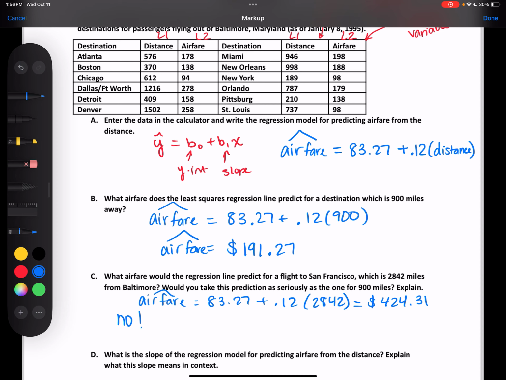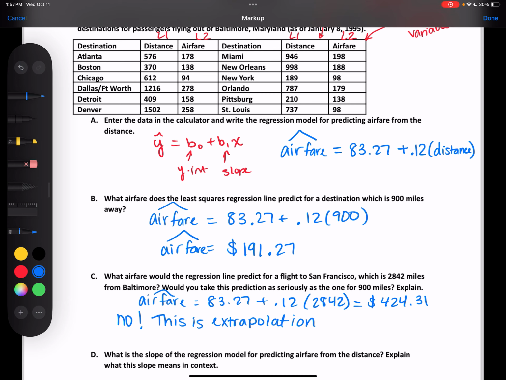This is what we call extrapolation. Big words, I know. What's different about this value versus the 900 is that 900 is within our data set, because I had distances as low as 189 miles, and as high as 1,216 miles, I think, or 1,502. But more importantly, I had some in the 900 range, so that one fits within our data.